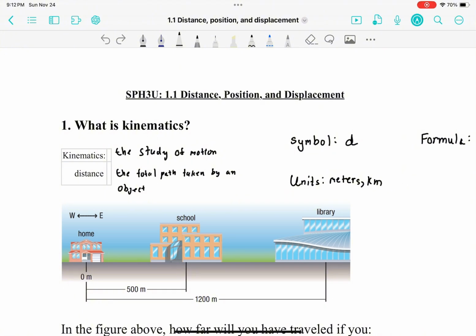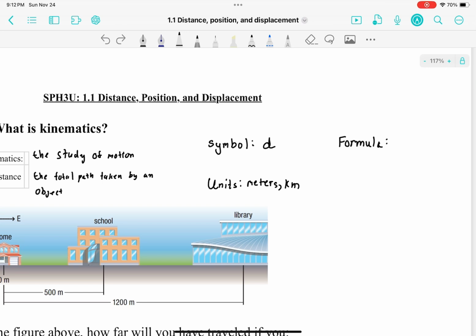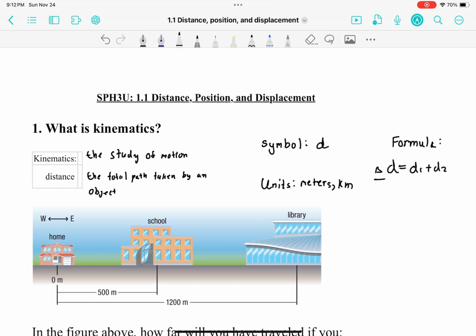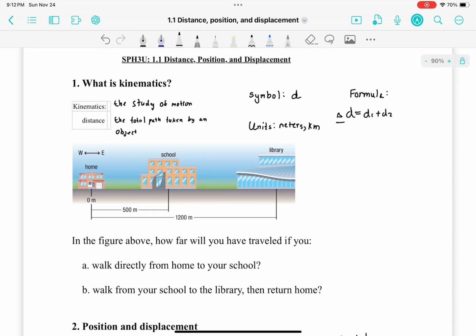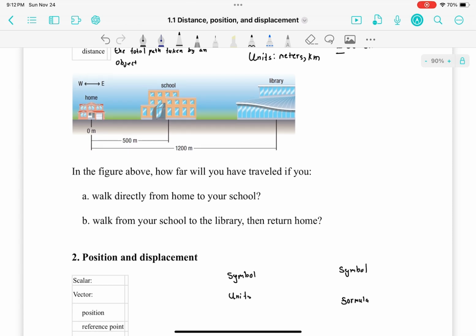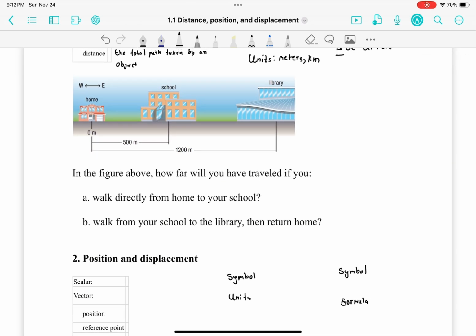Okay. And a formula we could use could be delta D is equal to D1 plus D2. The delta typically just stands for a change in a value. So if you're ever wondering what delta is, it just means a change in a value, which is often seen in grade 11 physics and grade 12.